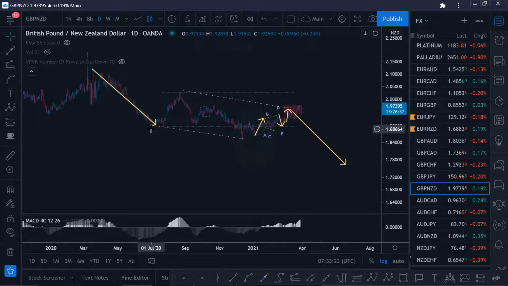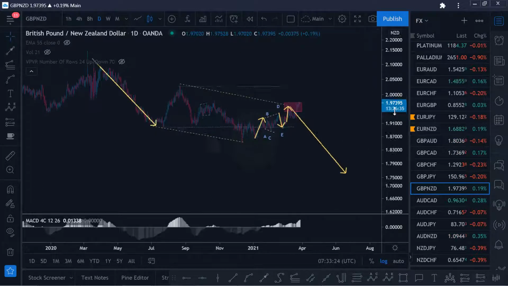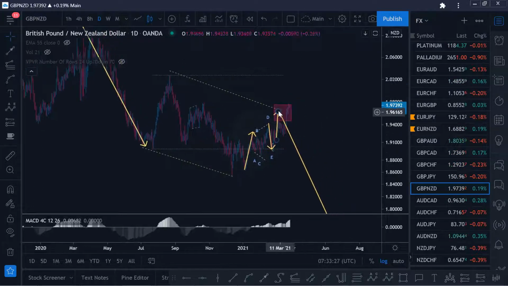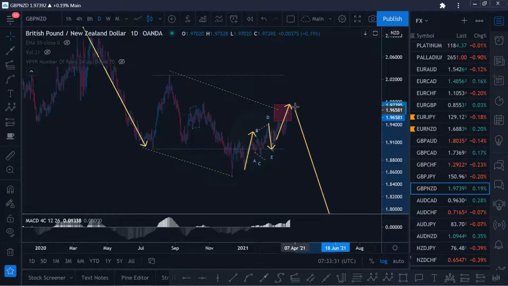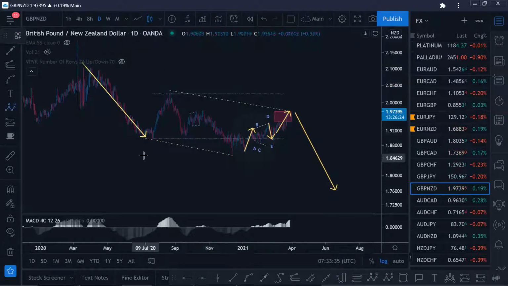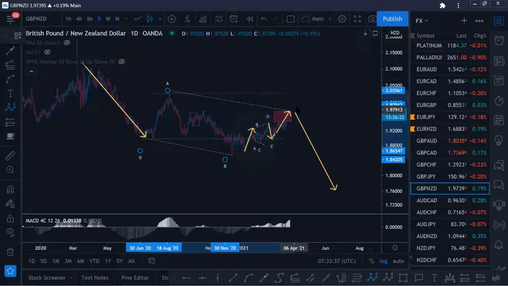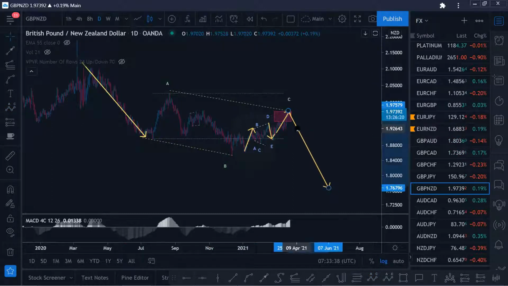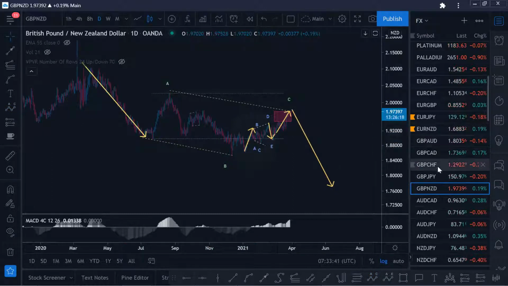We have an impulse. We have a very clean corrective structure, ABC. Now we're right in that region where we're looking for the topping out of the structure before we turn to the downside. Very, very clean structure, which says to me this is a high probability move to the downside in the pound, especially when you match it with all the other pound pairs and what we're seeing there.